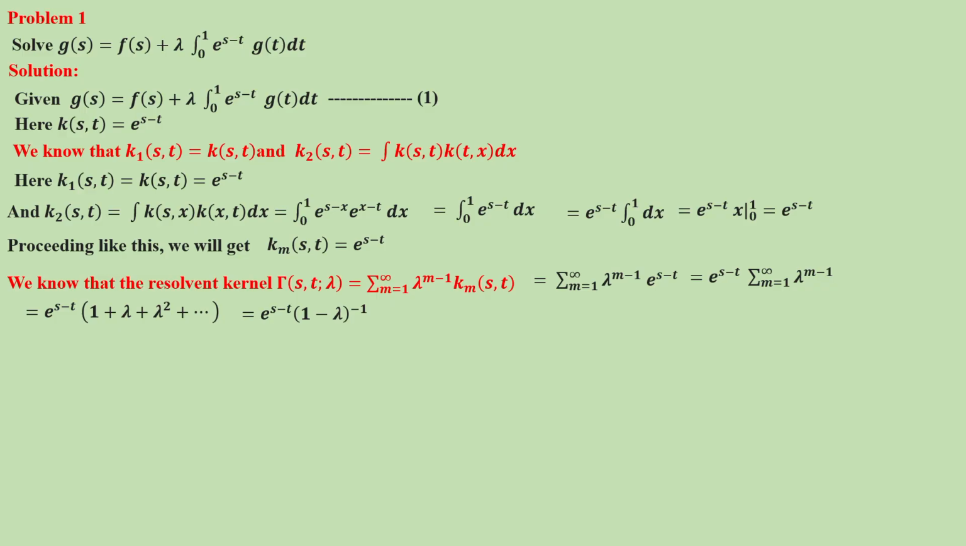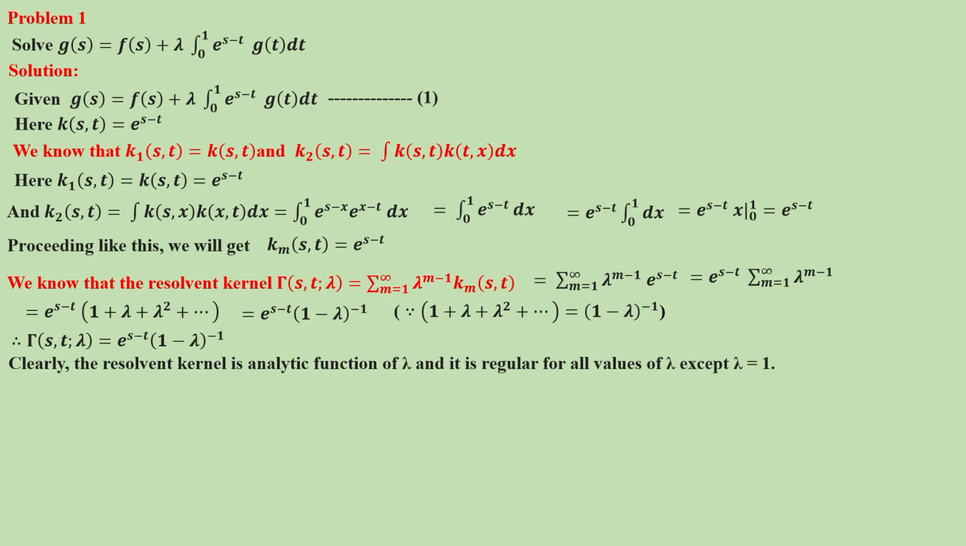We know the expansion, 1 + x + x² + ..., that is equal to (1 − x)^(−1), right? So we get e^(s−t)(1 − λ)^(−1). So Γ(s,t;λ) = e^(s−t)(1 − λ)^(−1). Clearly the resolvent kernel is an analytical function of λ. An analytical function is differentiable, right? And it is regular for all values of λ except λ = 1.